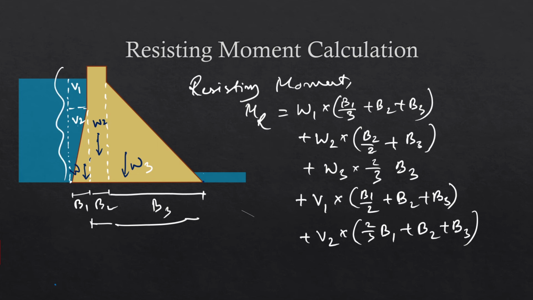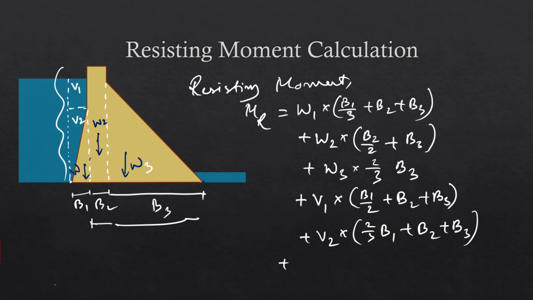On the downstream side also we have this small volume, and the depth of this tail water is going to exert some hydrostatic pressure in the horizontal direction, and the weight of this triangular volume is going to act in the downward direction. So both of these two forces will be resisting the overturning, although to a very small extent, but still we are going to add them.